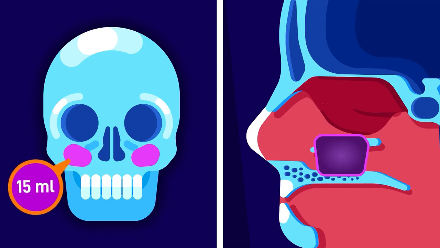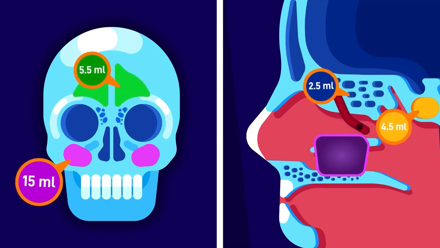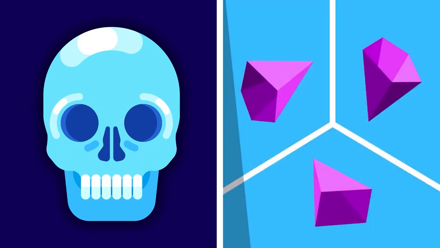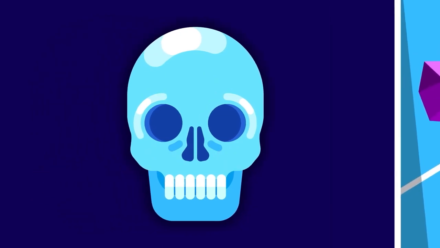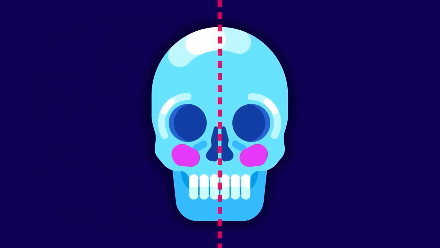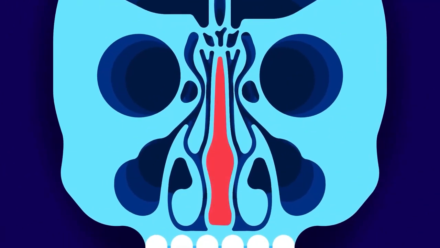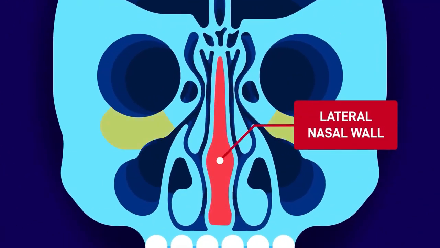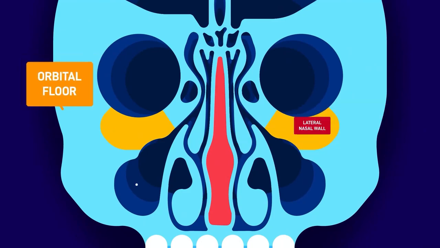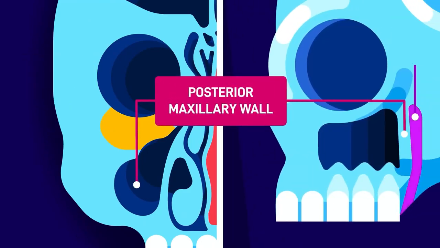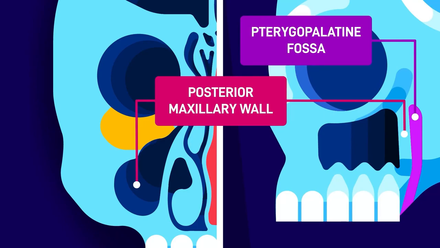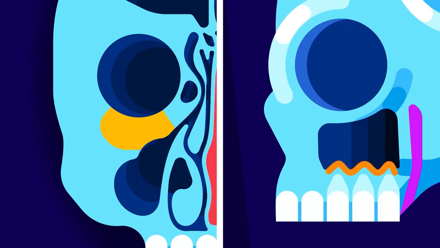Maxillary sinuses. The maxillary sinuses are the largest of the sinuses, pyramidal in shape, paired, and symmetric. They are located under the eyes, laterally and slightly inferiorly to the nasal cavities. The nearby structures of this sinus are the lateral nasal wall, the floor of the orbital bone, and the posterior maxillary wall, where the pterygopalatine fossa exists. The floor of the maxillary sinuses is close to the roots of the molar teeth.